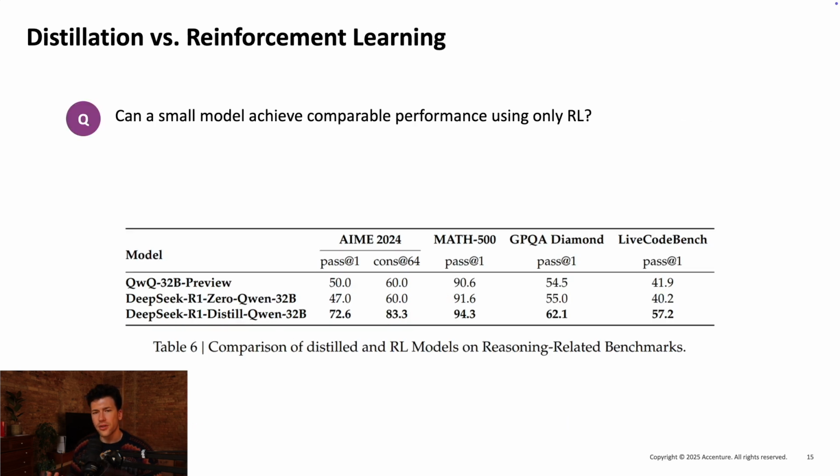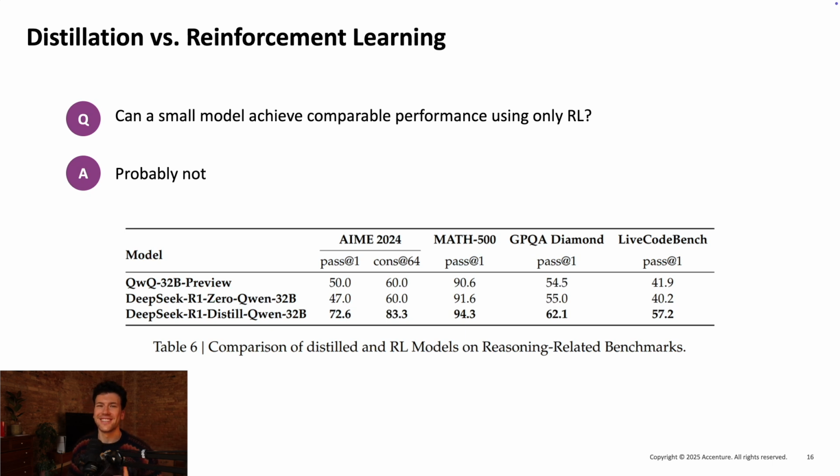But now you may wonder, is it also possible to just train a small model using only RL? So apply this R10 approach to a small model. And the answer is, it probably doesn't work as well. As you can see in these results, the distilled model works much better than the R10 approach across all benchmarks.